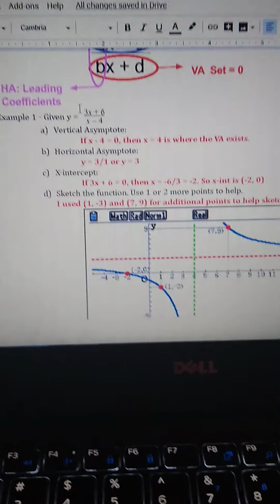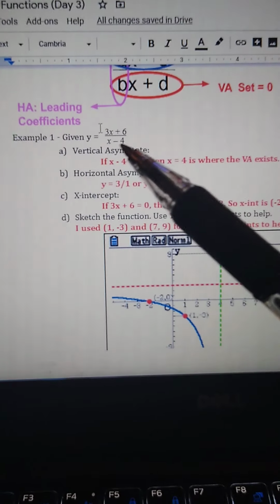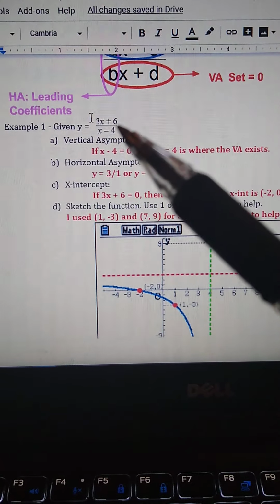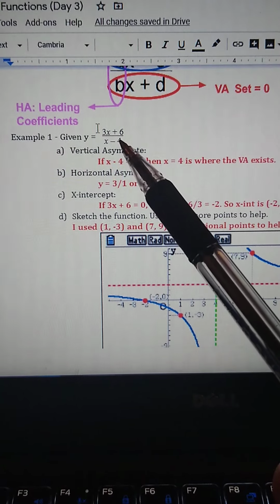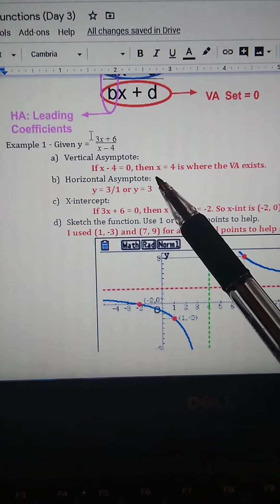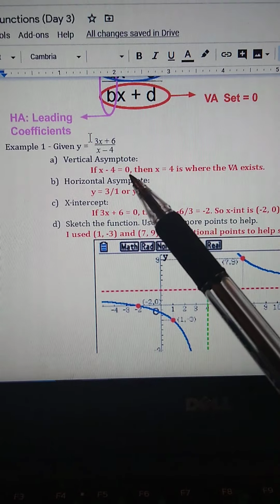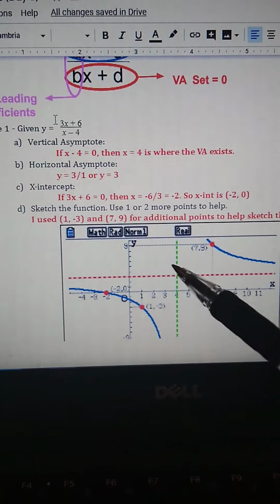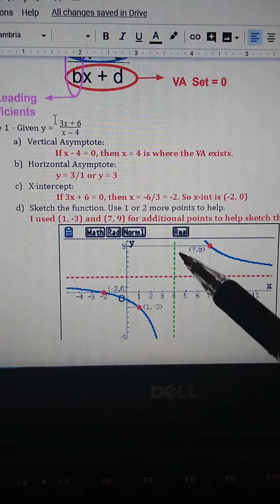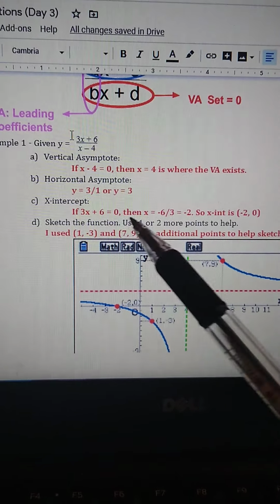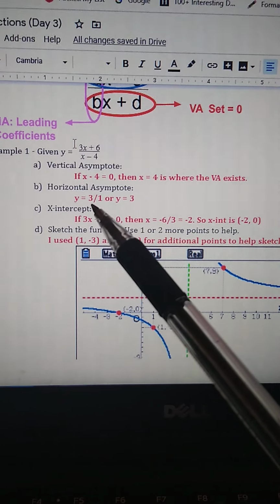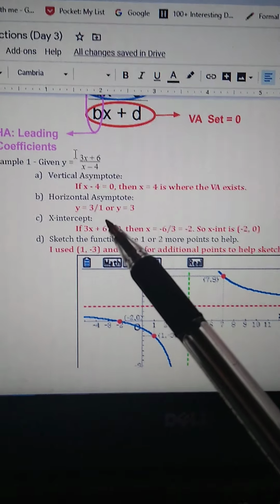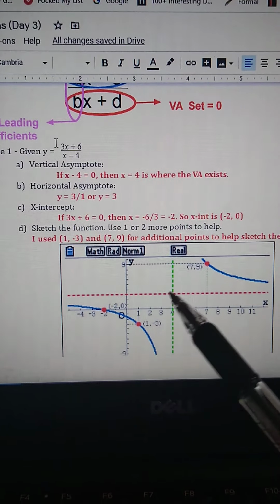All right, let's do a couple quick examples, starting with 3x plus 6 divided by x minus 4. So we're going to start with the vertical asymptote. I take the denominator, I set the denominator equal to 0, and I solve. I would solve for x by adding 4 to both sides. X equals 4 is where the vertical asymptote exists. And you can see here, here's the graph. X equals 4 is my vertical asymptote in green. And then the horizontal, y equals 3 over 1, because I use the leading coefficients, 3 over the unseen 1. So y equals 3 is my horizontal, and you can see that here on the red line.